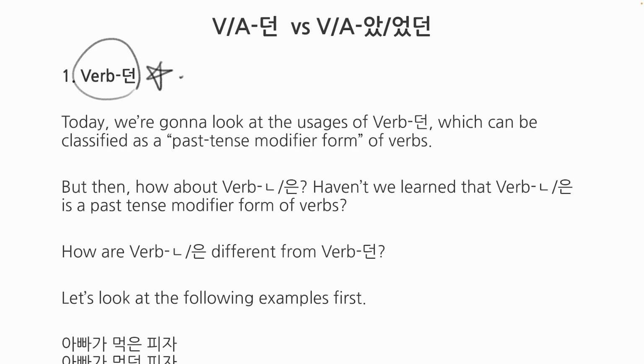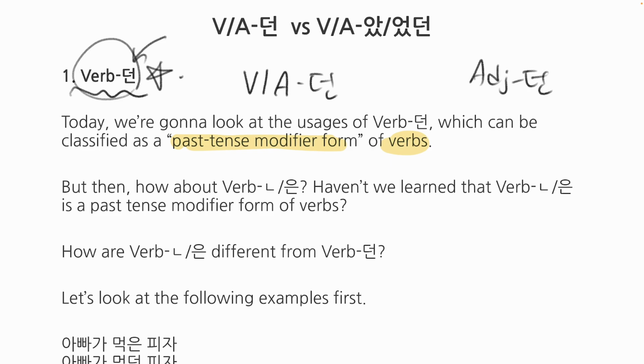던 is a past tense modifier form of verbs, but 던 can also be attached after an adjective. But there's a reason why I brought the verb first. So we're going to focus on verb 던 first and then move on to adjective 던. There's a reason why I put it like this. I promise, stay with me. So verb 던 is what makes a verb into a past tense modifier.